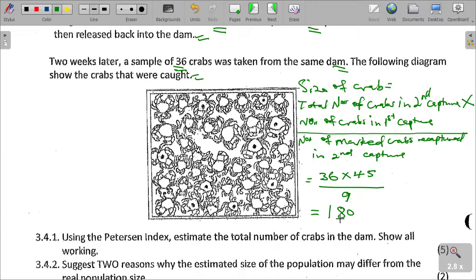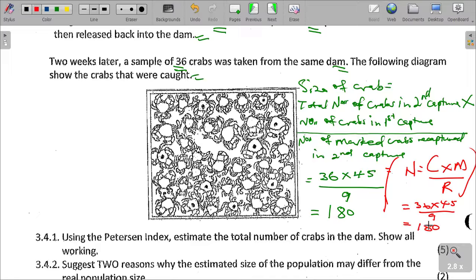The Mark-recapture method. I'm sure if you can refer to it, you remember it very well, which can be summarized as N equals C times M over R, which is equals to 36 times 45 over 9, and then we get our 180 grams. So please take note of this.